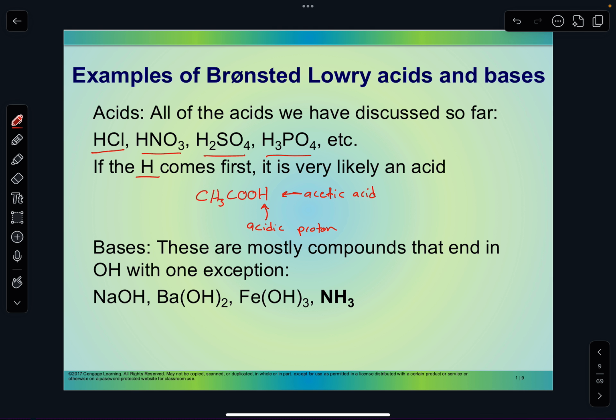And what that means is that when it goes into solution, I'll just draw the products over here, you get CH3COO minus plus H plus. And then for bases, for Bronsted-Lowry bases, we're talking about NaOH. Anything that ends in OH is going to be a Bronsted-Lowry base.